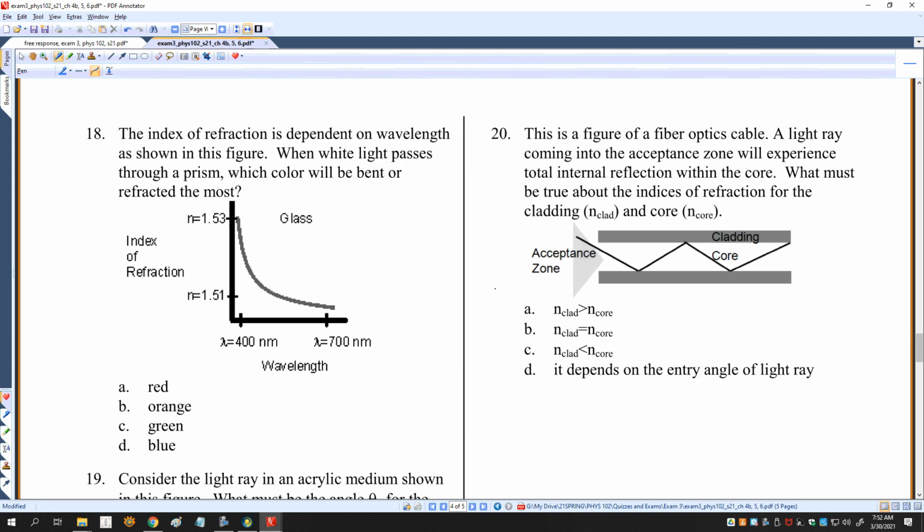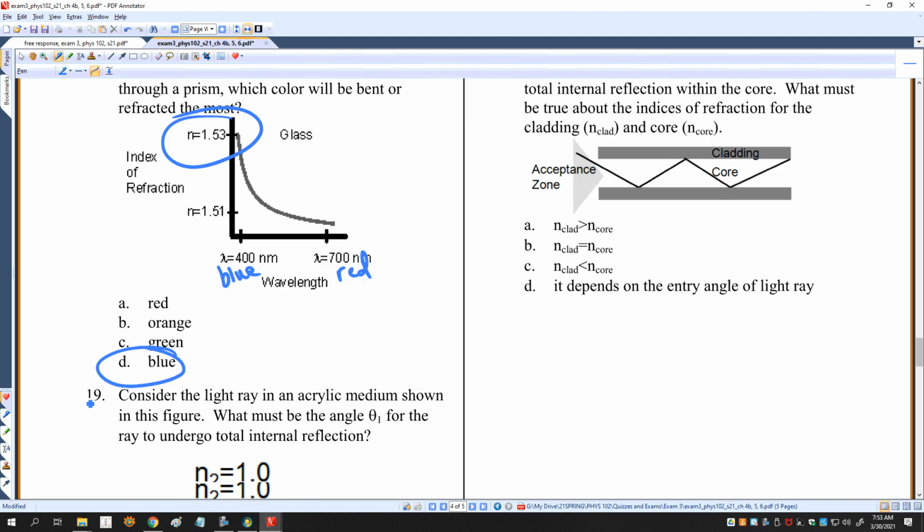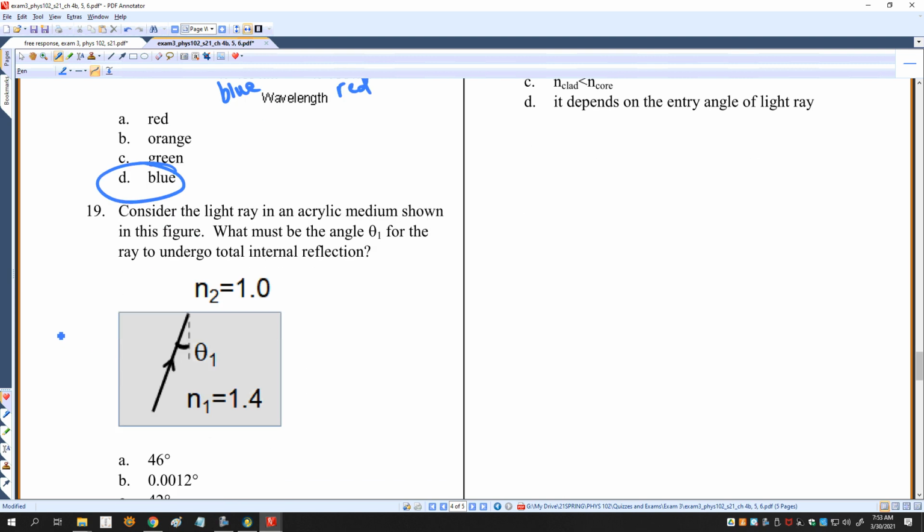Index of refraction is dependent on wavelength, shown in this figure. When white light passes through a prism, which color will be bent or refracted the most? Okay, so this is blue light, and this is red light. The one that will be bent the most is the one with the bigger index of refraction. So blue will be bent more, followed by the spectrum, ROY G BIV, but backwards. Okay, I'm sorry.